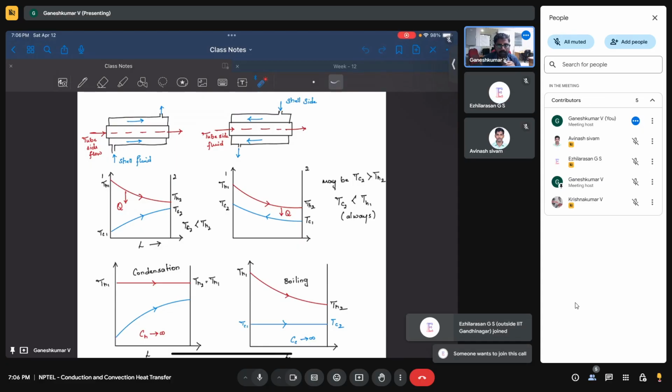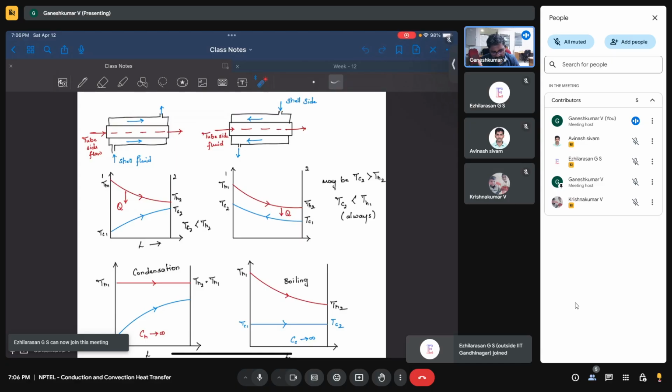That's the main thing. And you can have either the hot fluid or the cold fluid inside, based on convenience. Typically the tube flow is hot. Sometimes the tube flow is also cold, in places like boilers.